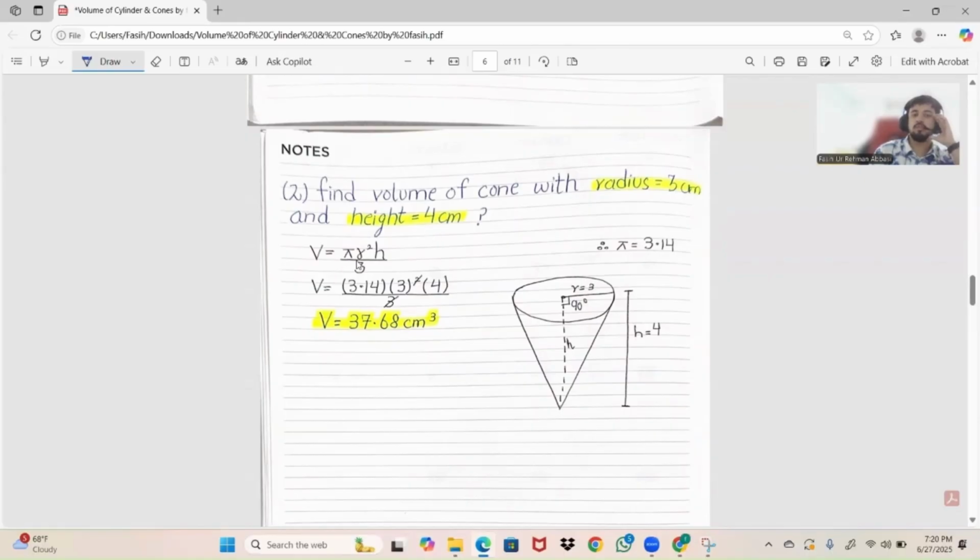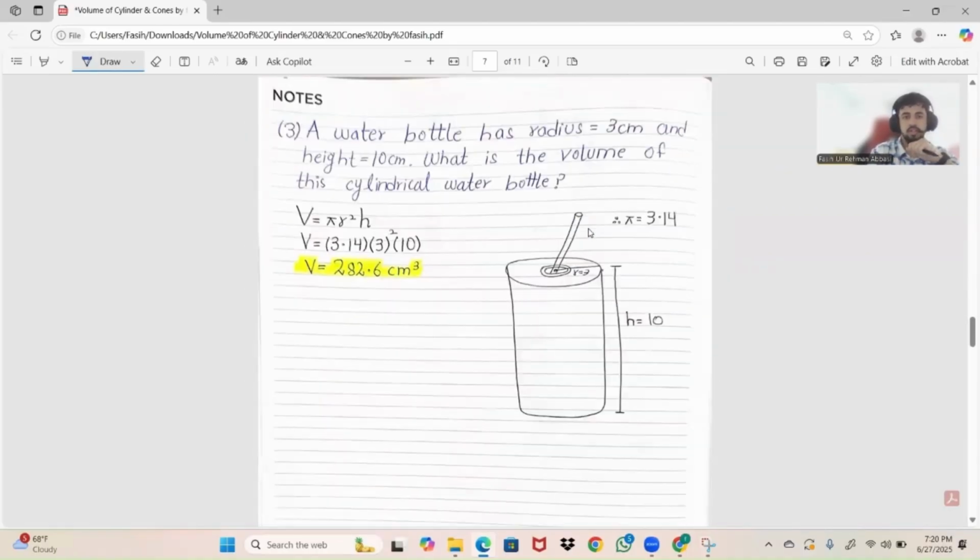Okay. Find the volume of a cone with radius 3 centimeter, height 4 centimeter. We know that volume is 1/3 of pi r square h, that is the actual volume of the cylinder. Just put in the values. Radius is 3 centimeter, height is 4 centimeter, and you get the volume, right? Perfect. I'm running out of time. I have only 10 minutes.